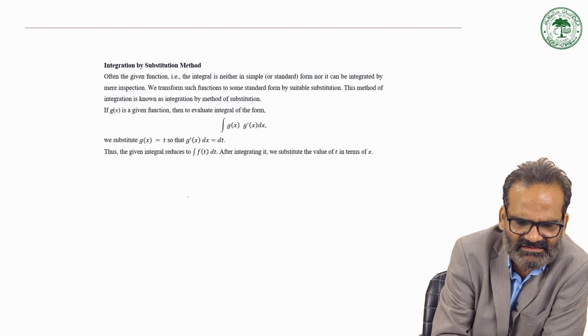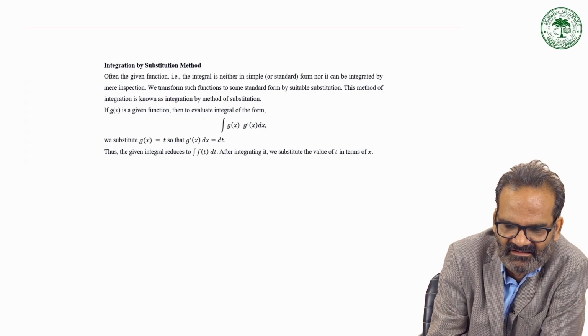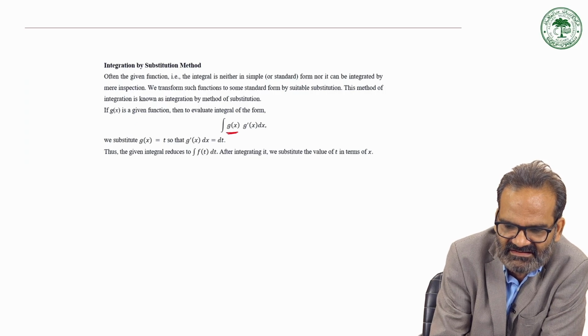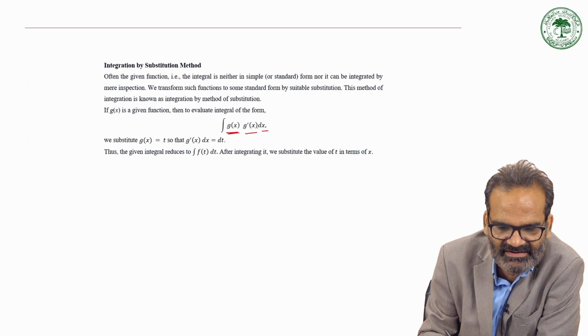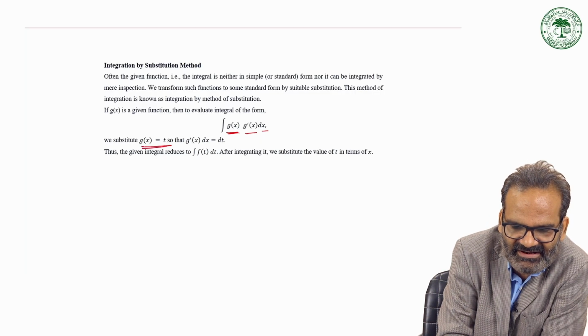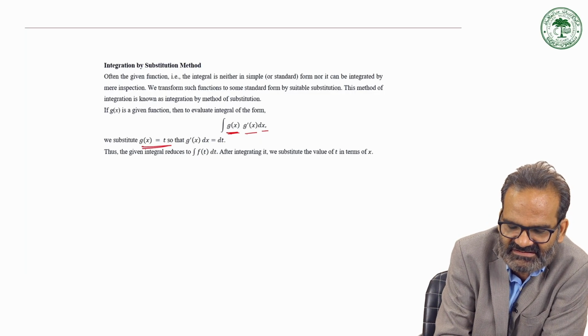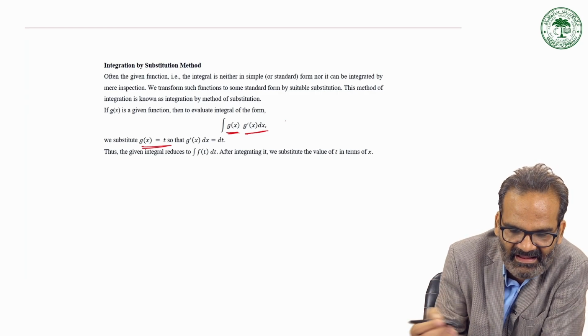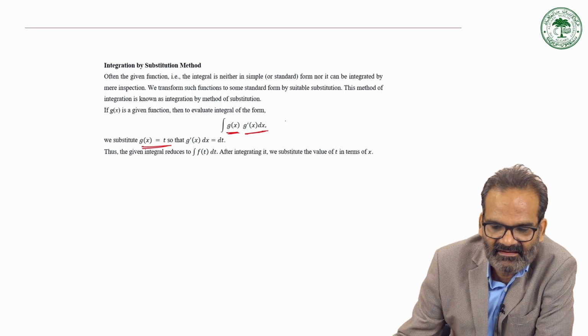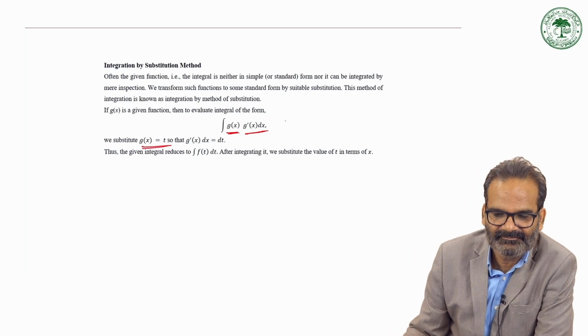And the simple process is what? If gx is a given function, then evaluate the integral. This is gx, its derivative dx. So what we did? We take gx is equals to t. If this gx becomes t, what is left? G dash x dx. Find out its derivative. G dash x dx is dt. So we have taken this as t, and this becomes dt. So it will transform to integral of t dt, and then we can integrate the given function, right?